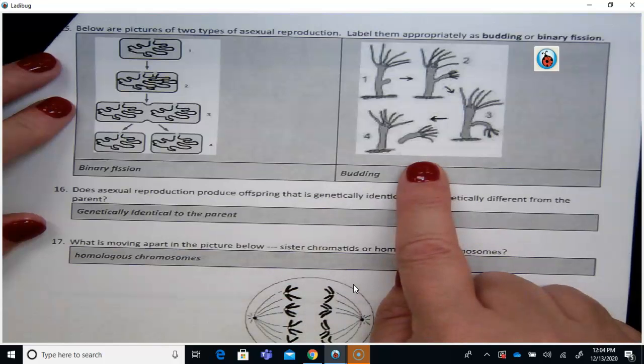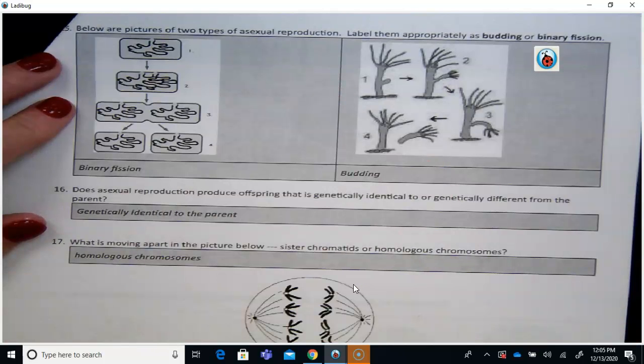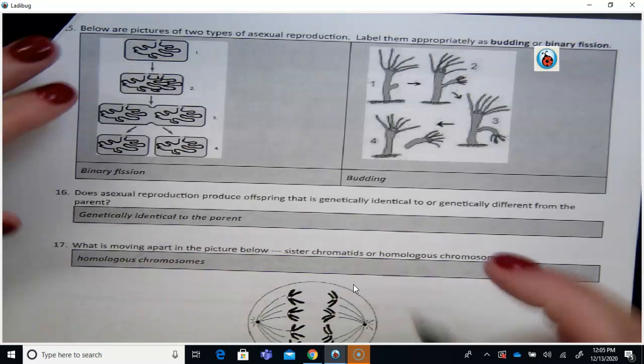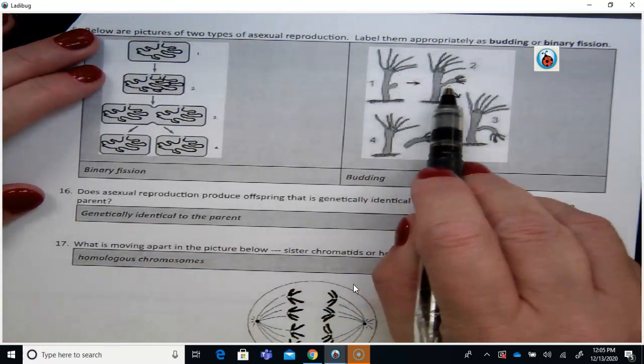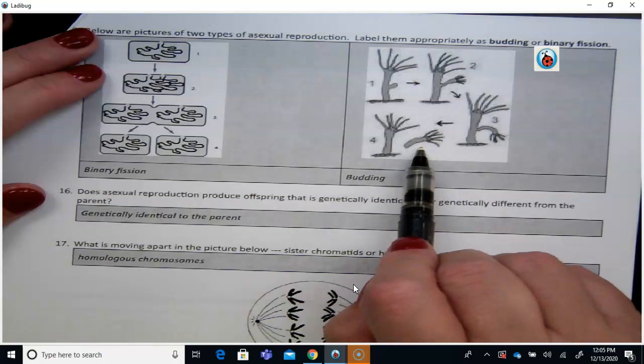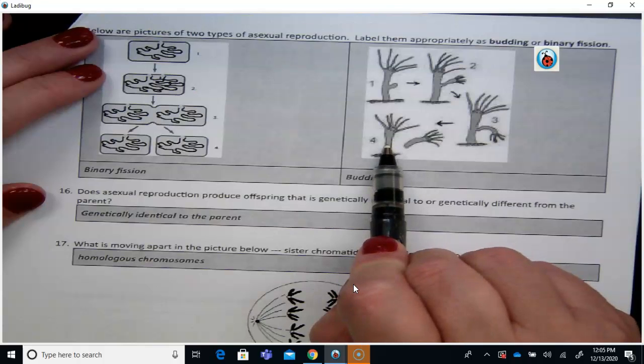This is an example of something called budding, which is asexual reproduction. The type of organism this is, a hydra, and basically a small organism starts to grow off from the side and it gets larger. It will then fall off. This offspring is genetically identical to the parent.